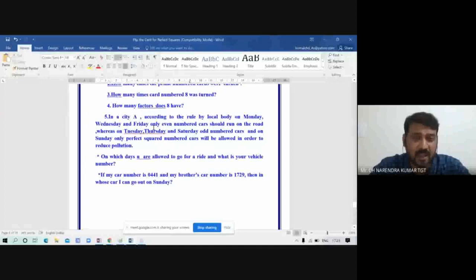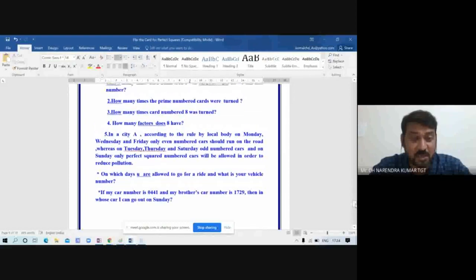One question we framed: in a city A, according to the rule by the local body, on Monday, Wednesday, and Friday, only even numbered cars should run on the road, whereas on Tuesday, Thursday, and Saturday, odd numbered cars, and on Sunday, only perfect square numbered cars will be allowed, in order to reduce pollution. On which days are you allowed to go for a ride, and what is your vehicle number?